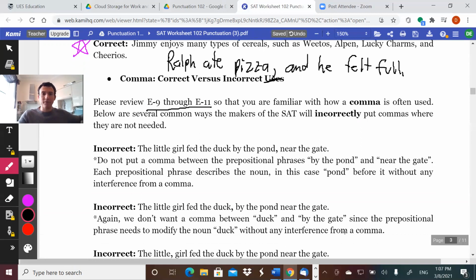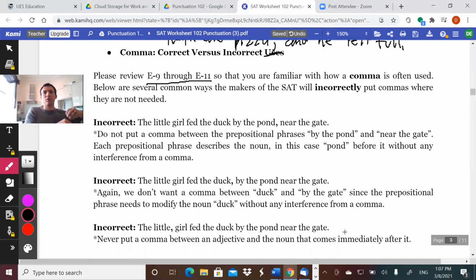So here are 4 ways that the test will play a game of chicken with you and try to make you think you need a comma when you don't. They'll try to get you to flinch. The most common one is when you have back-to-back, not independent clauses, I apologize, prepositional phrases. So prepositions are of, by, with, between, against.